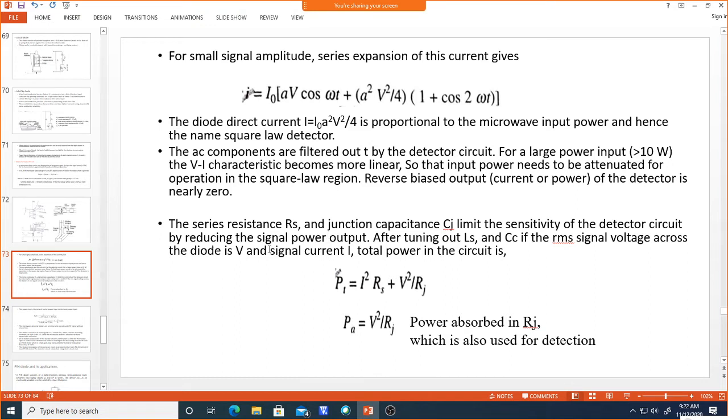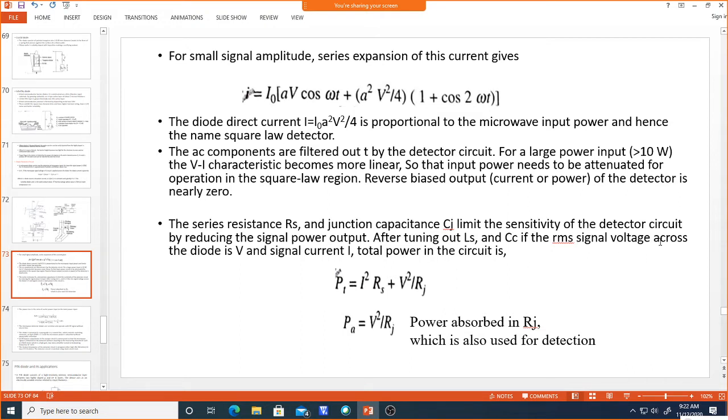So this sensitivity will somehow reduce the signal power output, because whenever there is a very slight variation, the power output will vary and it will be reduced. Now, after tuning Ls and Cc, the case capacitance and series inductance, the RMS signal voltage across the diode V, the signal current I, and the total power of the circuit can be tuned. So by tuning this, we can tune all these parameters.